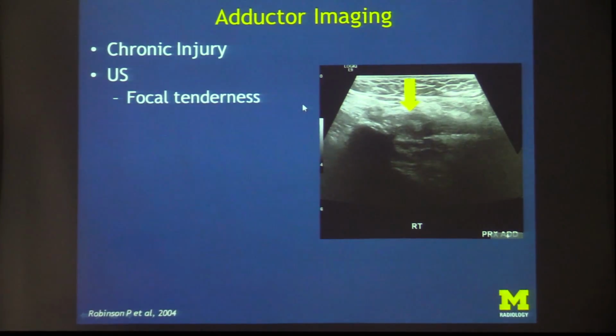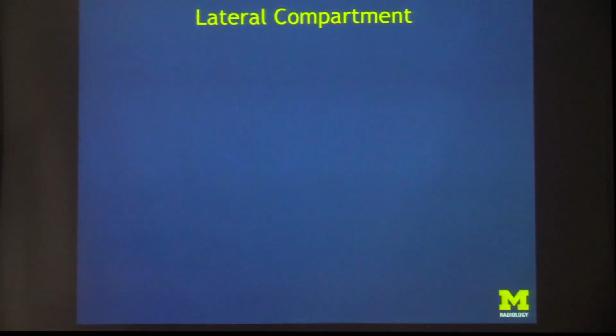We can see a long axis ultrasound. This is proximal, this is distal. Here's your adductor longus tendon, and it is thickened and heterogeneous at its origin. So it's a chronic injury to the adductor here in this location.